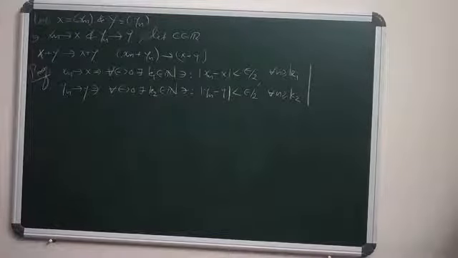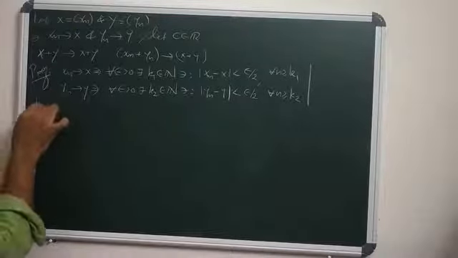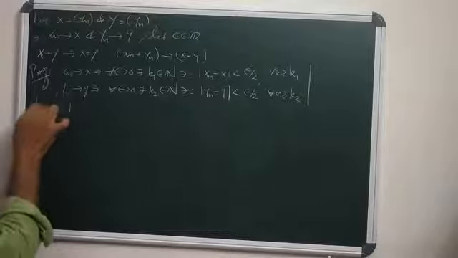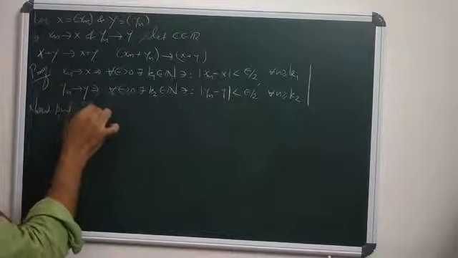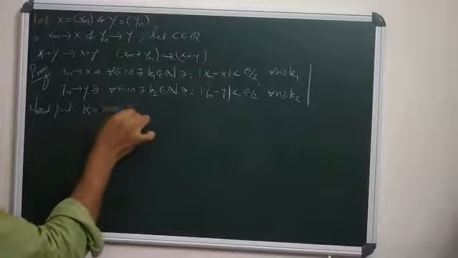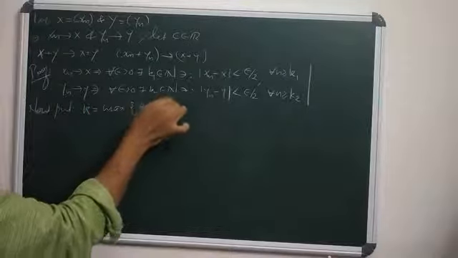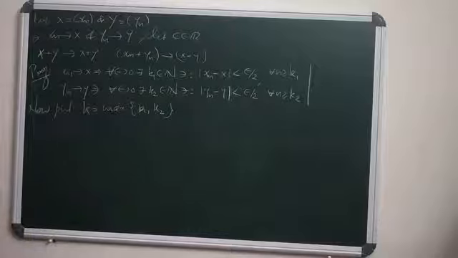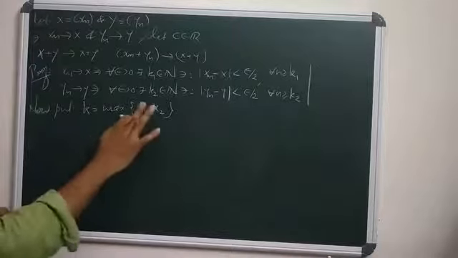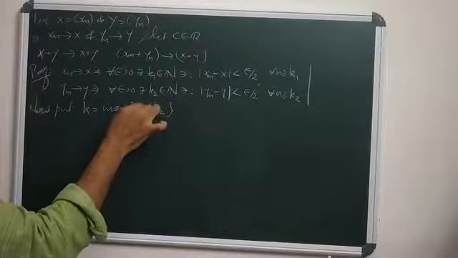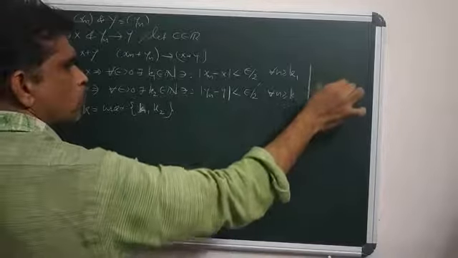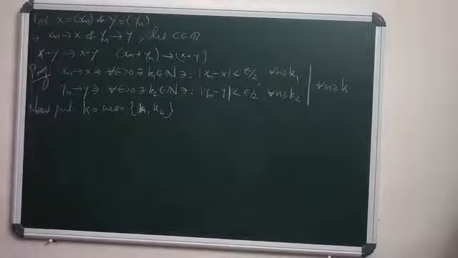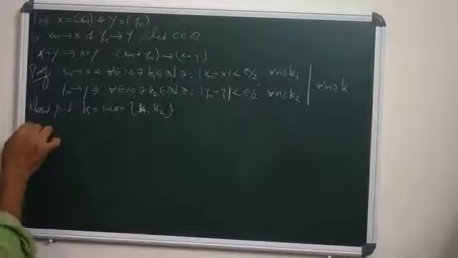Okay. Now put k equals maximum of this k1 and k2. So these two equations hold for all n greater than or equal to k.